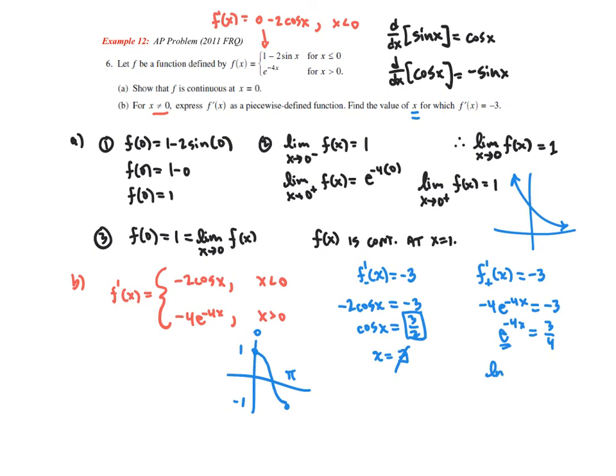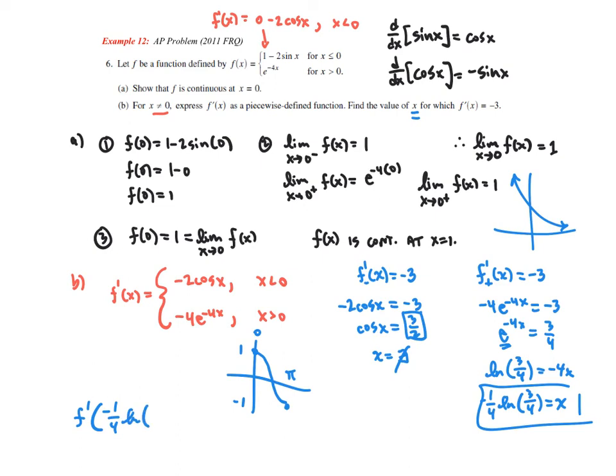Our base of our log is e, which makes it a natural log. We take the natural log of 3/4 and we set it equal to the exponent. And then, of course, we're going to divide by negative 4. So negative 1/4 times the natural log of 3/4 is equal to x. Therefore, I could say that f prime of negative 1/4 ln of 3/4 is going to equal negative 3.